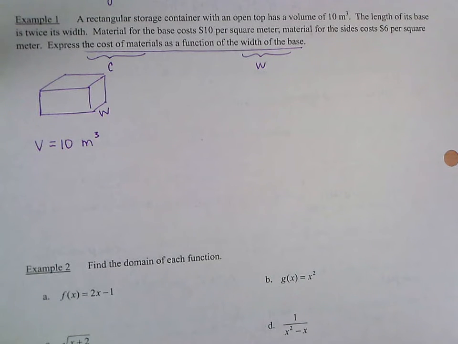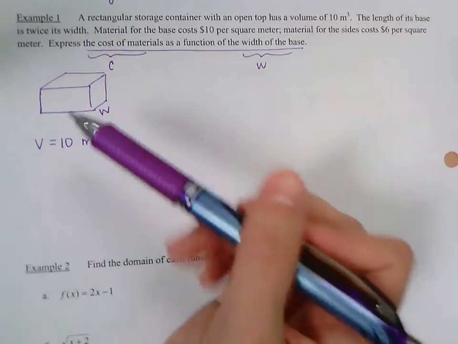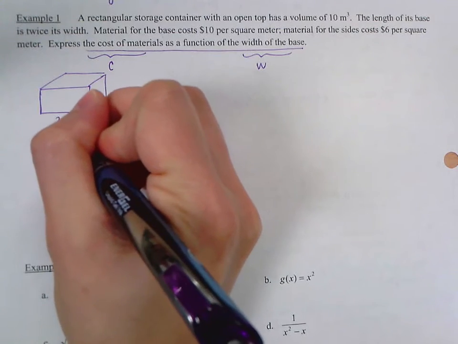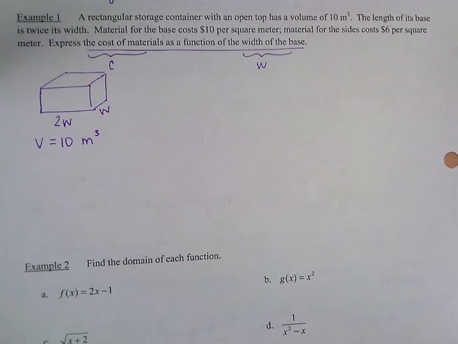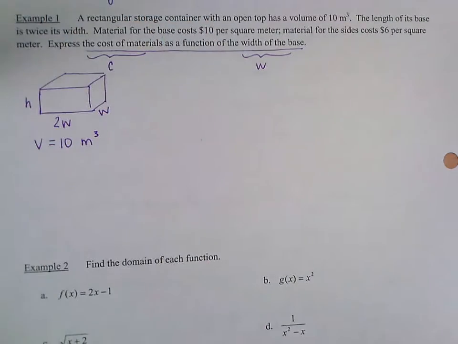In that second sentence, it gives us the length of its base is twice its width. Because I'm calling the width W, I can call the length of the base 2W. Then it starts talking about material for the base costs $10 per square meter, and material for the sides costs $6 per square meter. It doesn't say anything about the height in relation to the width, so I'm going to label the height as its own variable, H. We can't assume it's the same as the width or the length. It doesn't give us any relationship, so we have to use a different variable for that right now.